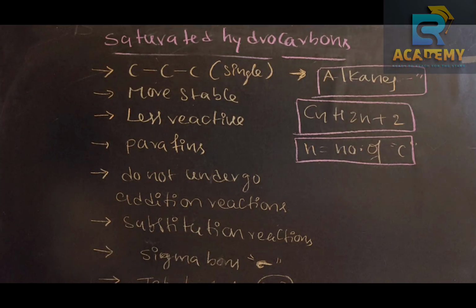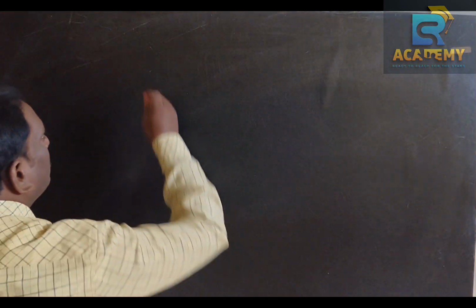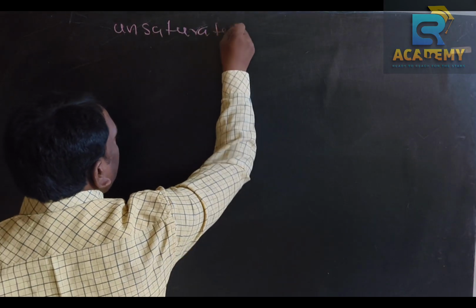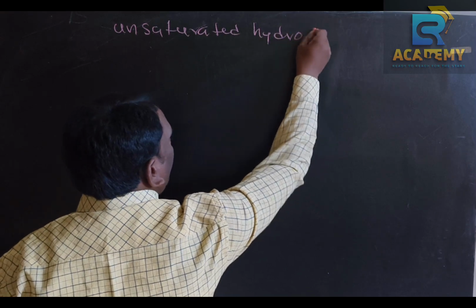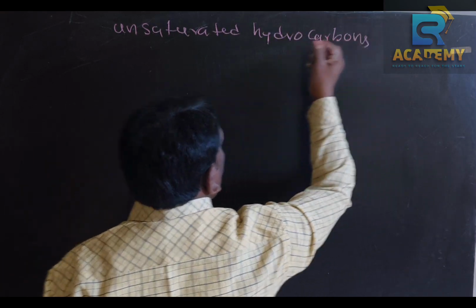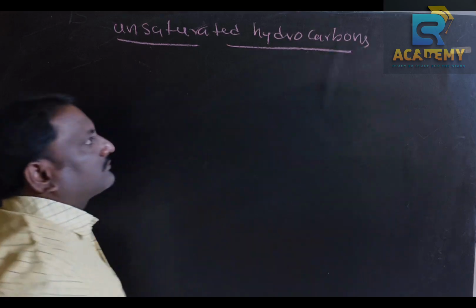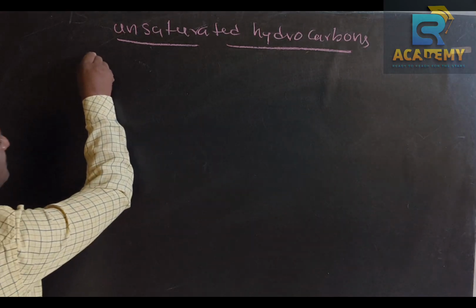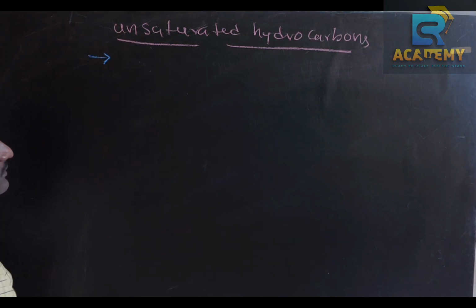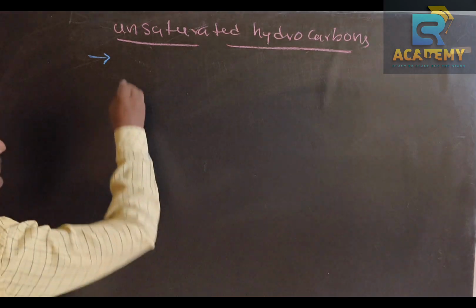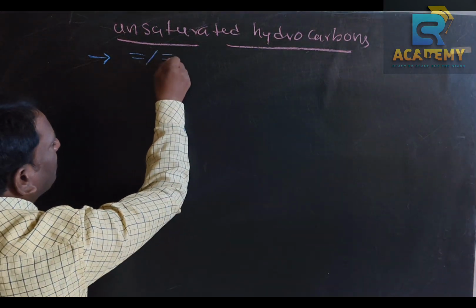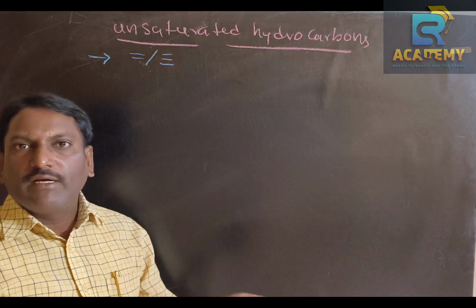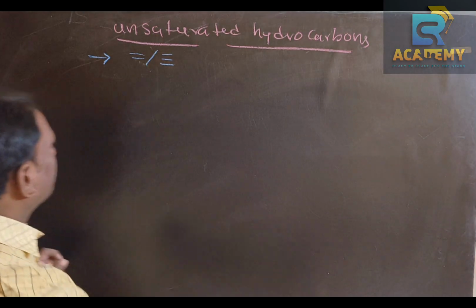Please make a note. Unsaturated hydrocarbons. Ready? Unsaturated hydrocarbons. Generally, unsaturated hydrocarbons are those hydrocarbons that consist of at least one double bond or one triple bond between carbon and carbon, along with single bonds.